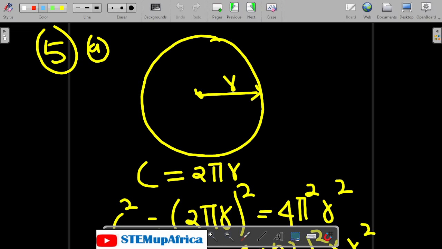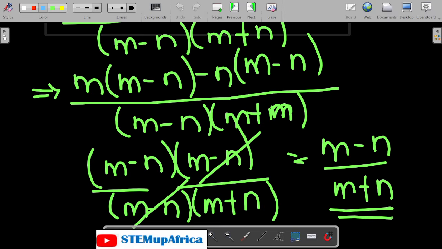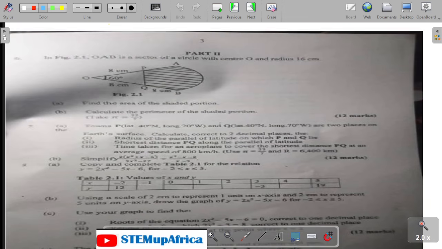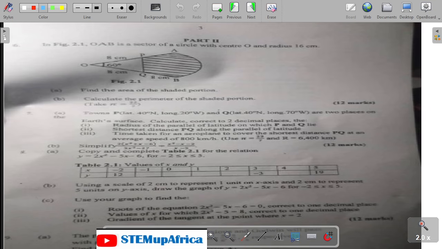So I go to question 6. Look at question 6 here. You should find the area of the segment. You can see we have a triangle and we have a sector. So let's get the area. If BQ is 8, that means our AP is also 8. Let's not forget that. The radius of the circle, or the arc from center O, is 16. That's the radius. Then the angle subtended at the center is 60 degrees. So let's find the area of the triangle and the area of a sector. Let's start by getting the area of a sector. Number 6A.